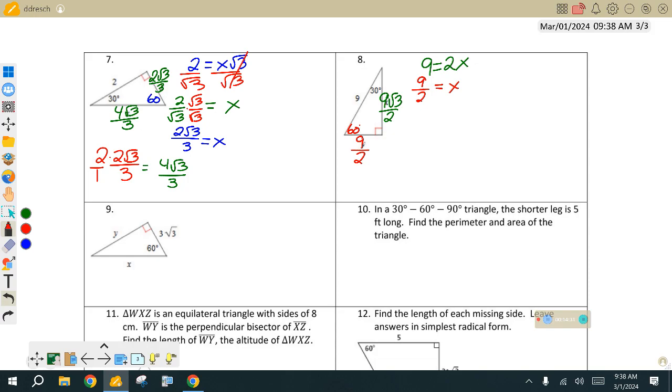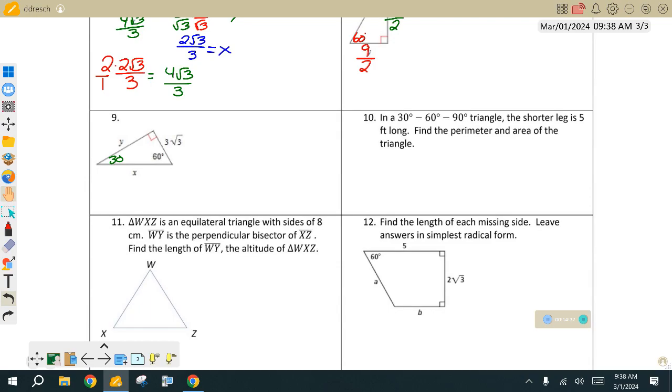Okay. All right, let's go with one more here. I'm missing the 30. I like to throw that in there. What's that 3 root 3 represent? Short leg. What are we going to go find first then, Gaten? Long leg. So I got the short leg. So what I have to do to find the long leg, he said. Short times what?